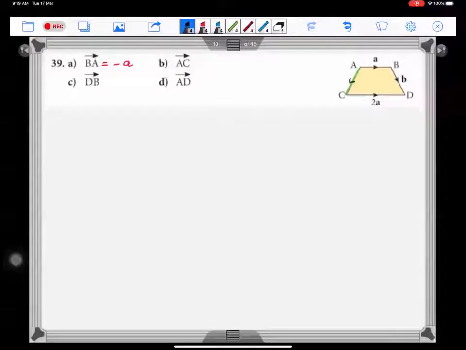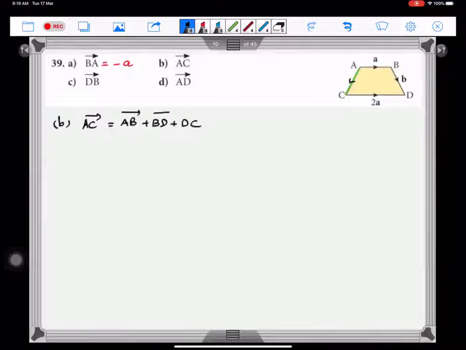Therefore, for part B, AC is in fact AB plus BD plus DC. AB is A, BD is B, CD is 2A, so DC is minus 2A. So therefore, this comes out to be B minus A, that is AC. It is simple addition, just like the concept that we learned in column vectors.